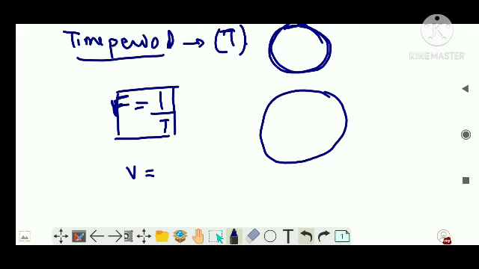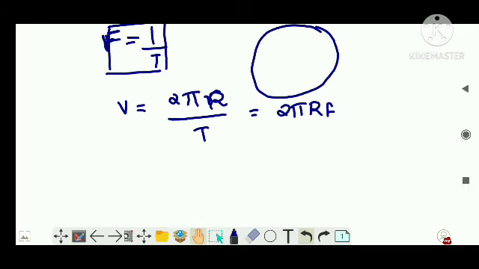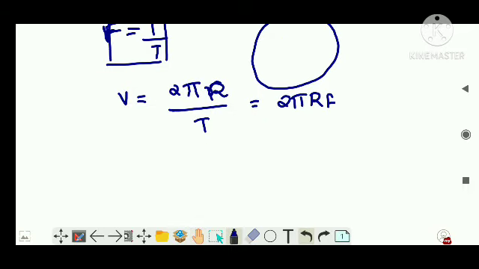Don't take the displacement, guys. Take this as a speed condition. It was 2 pi r, the circumference. Let's say radius is capital R. So divided by t, or I can write it as 2 pi r f. But 1 by t is f, right? So I will write it as 2 pi r f. And so there is an expression for linear velocity like that.